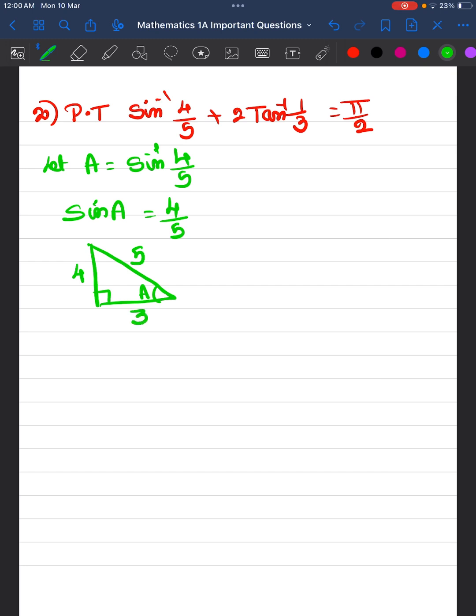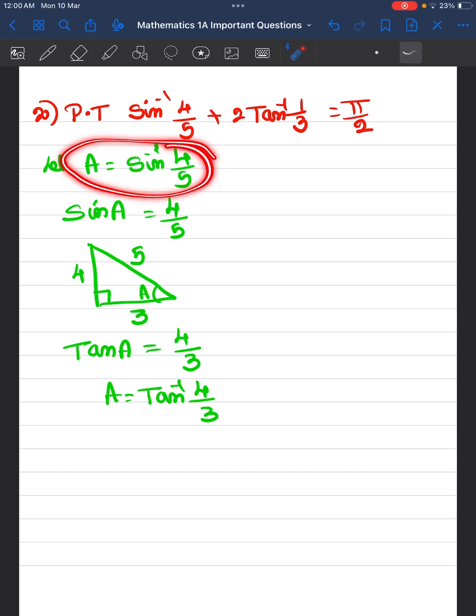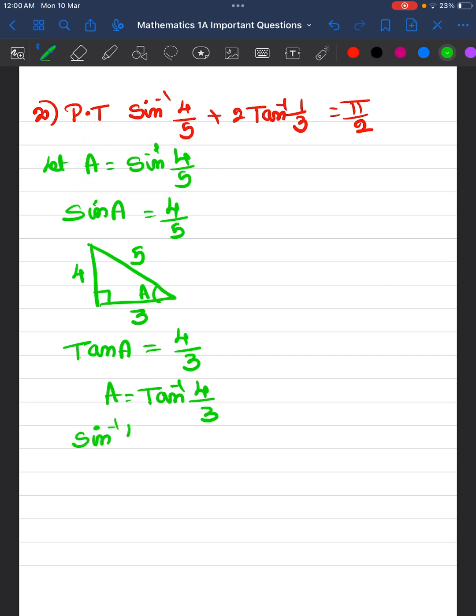So if I want to write this in terms of tan, what happens? Tan A can be written as opposite side by adjacent side, 4 by 3. A can be replaced by tan inverse 4 by 3. What is A actually we have taken? We took the value of A as sin inverse 4 by 5. So sin inverse 4 by 5 can be replaced by tan inverse 4 by 3. For such simplification, you will get 1 mark here.